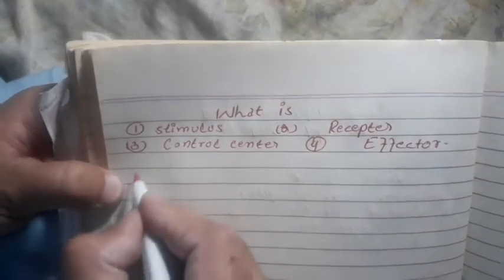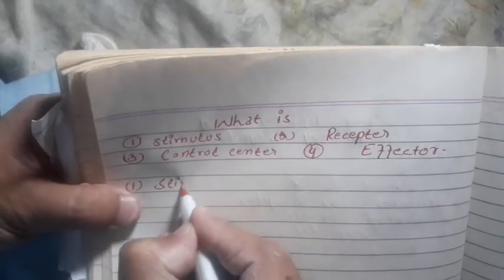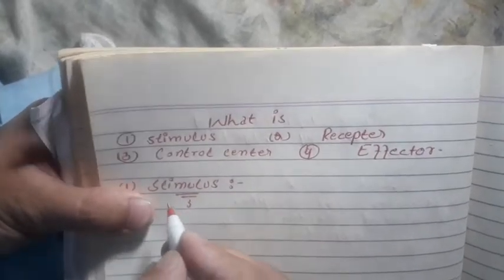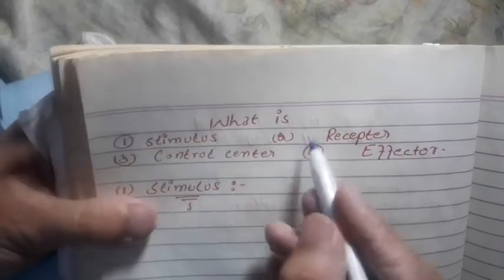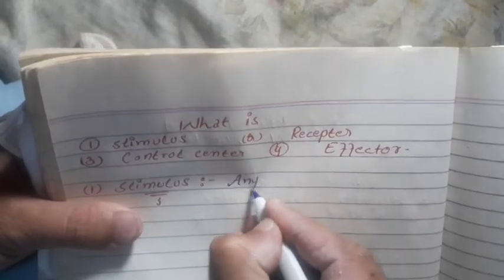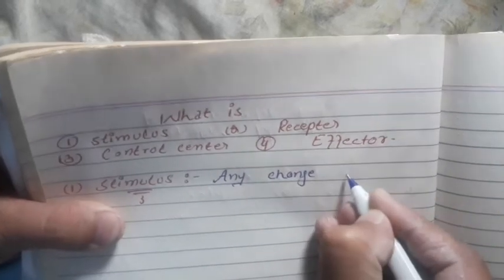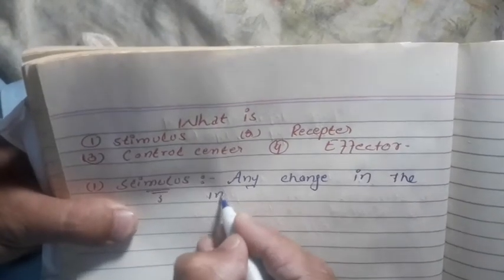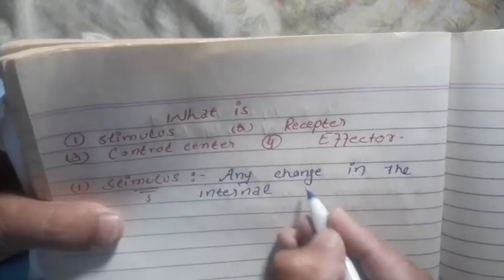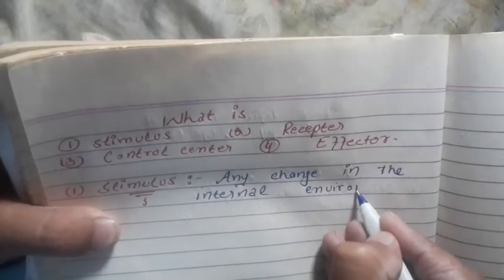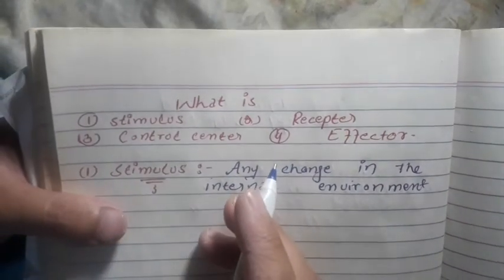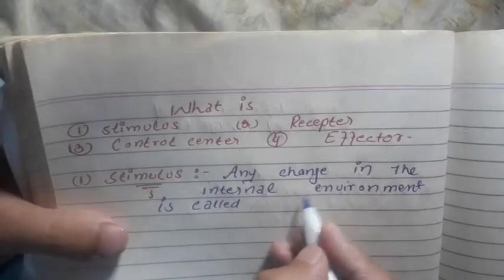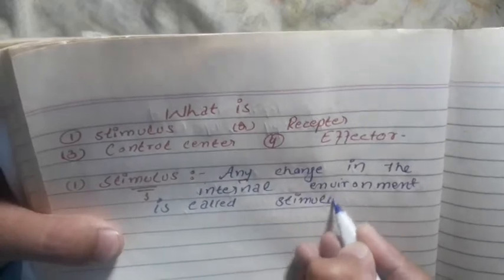विद हेडिंग। सो फर्स्ट नंबर पॉइंट है स्टिमुलस। What is stimulus, or how to define stimulus? Any change in the environment or internal, any change in the internal environment is called stimulus. Internal event में जो change आता है इसको stimulus कहा जाता है। It is simply the definition of stimulus.